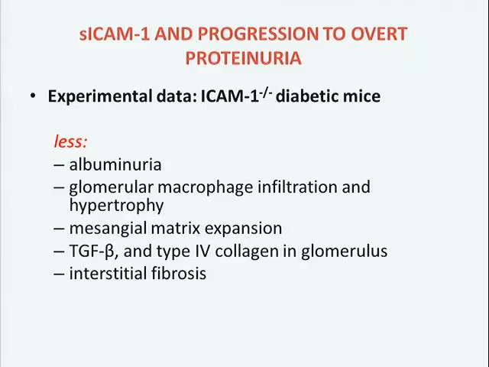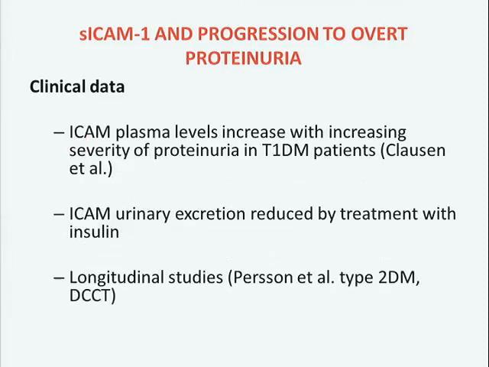Furthermore, if the diabetic mice are made deficient in ICAM1, then all that we expect to be associated with renal disease is diminished. Less albuminuria, less glomerular hypertrophy, less mesangial matrix expansion, less expression of TGF-beta and type 4 collagen in the glomerulus, and less interstitial fibrosis, which I think is pretty convincing in the experimental data that ICAM is involved.